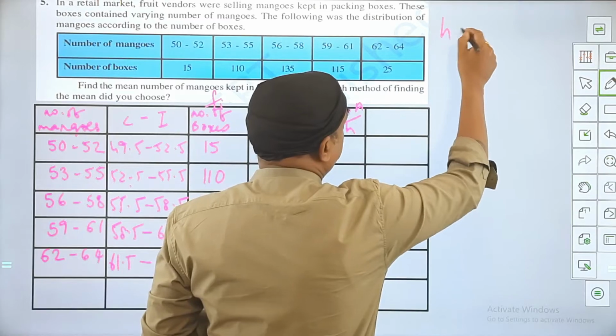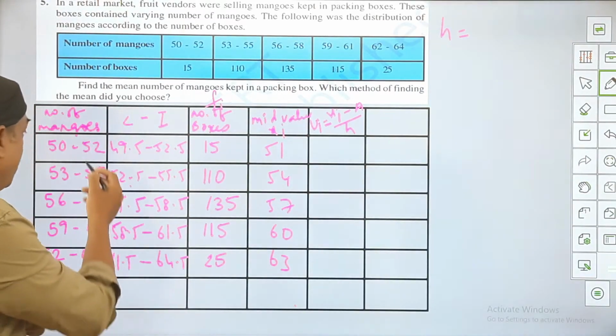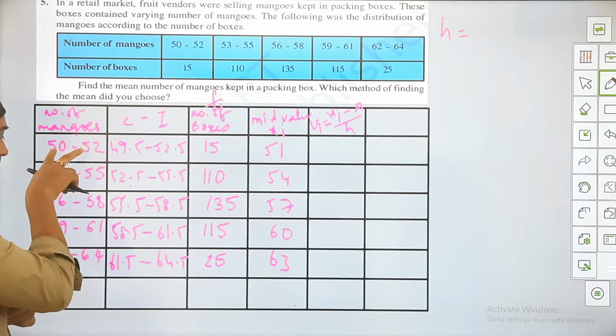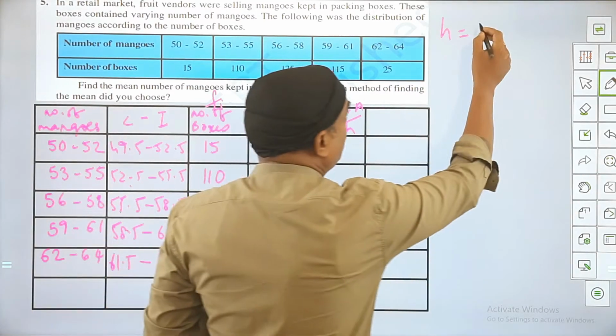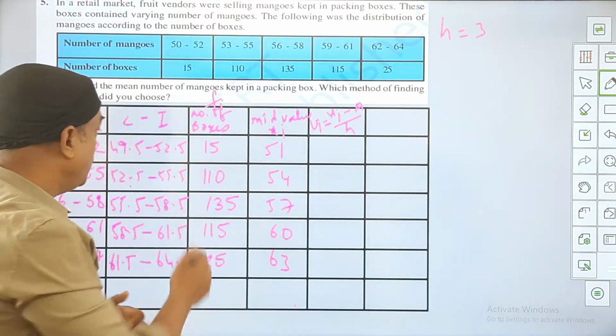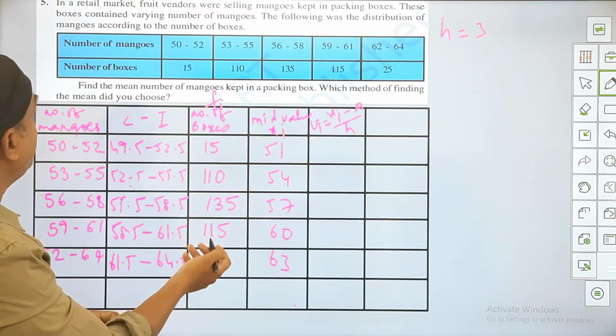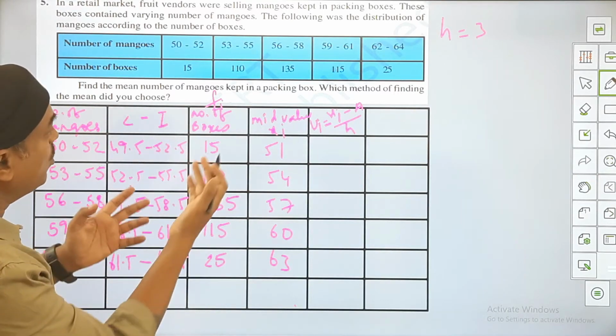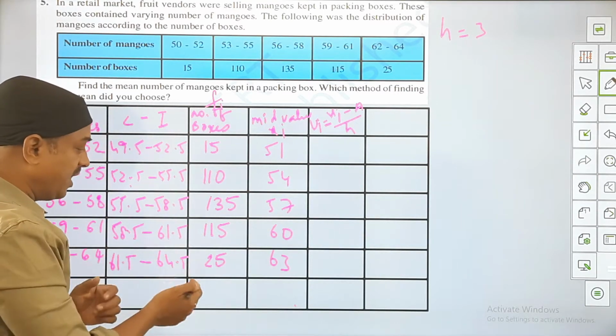What is H value here? Try to get the values, all of you. Every time it is increasing by 3. The class size is 3. So the H value will be 3 over here. And what is the sum of the frequency numbers here? Sum of the frequency numbers, did he give in the question? Mostly it will be given, but if it is not, then we can easily find out.